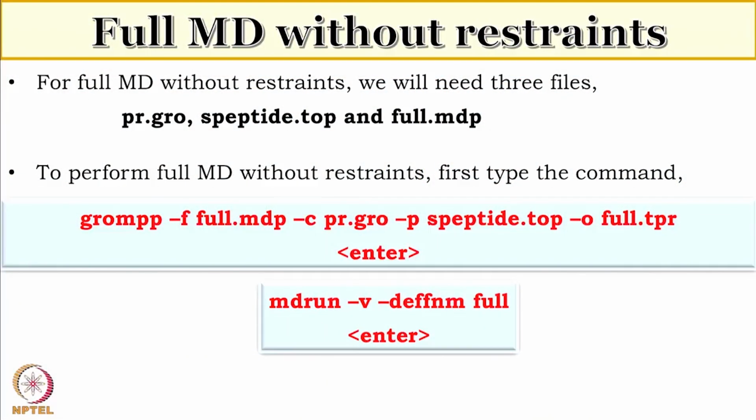After my full.tpr file is generated, I will use it to run my MD simulation. I'll type the command mdrun -v -deffnm full, and then it will give the result of the full molecular dynamics simulation. I'll have the trajectory file, the TRR file, and with these I can calculate potential energy, the number of hydrogen bonds the peptide is forming, and we can also plot the Ramachandran plot, which is very important for a peptide.